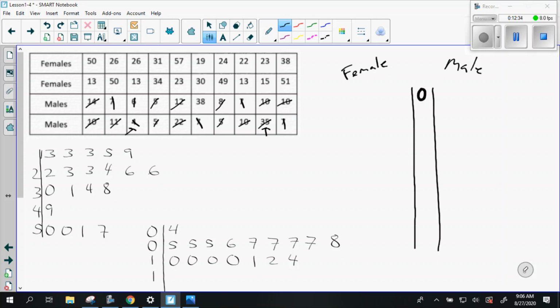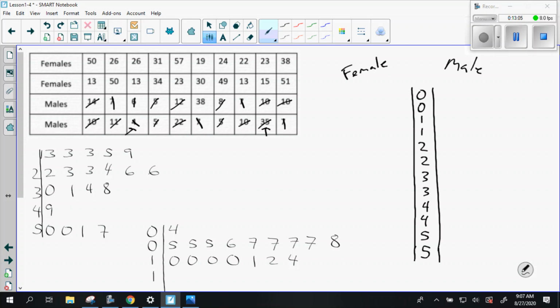All right, so 0, 0, 1, 1, 2, 2, 3, 3, 4, 4. I'm doing this because we're going to be going all the way up to the 50s because of the female data. All right, so in my zeros, I'm going to put everything that goes from 0 to 4, and that's not a 1.